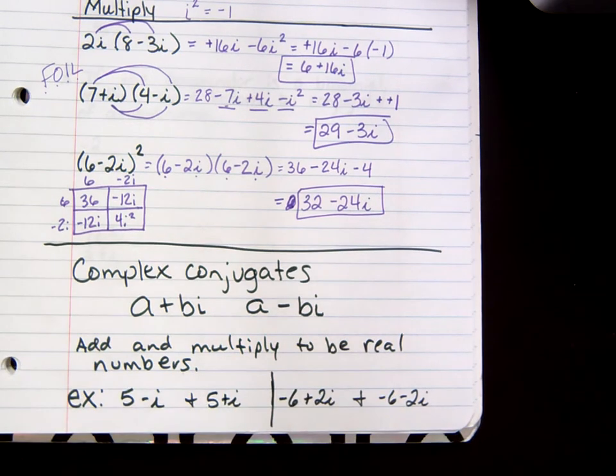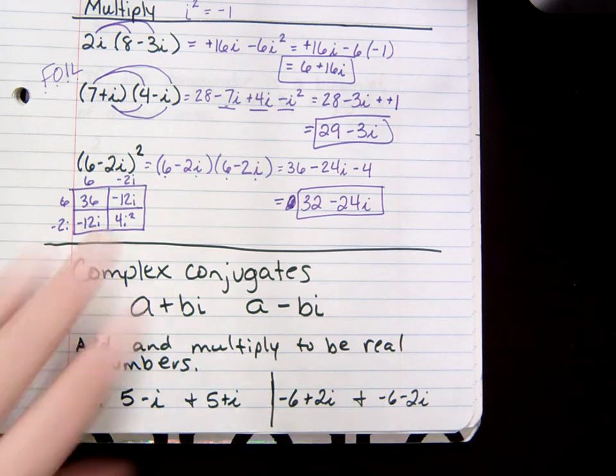There we go, fix that. Or negative 6 plus 2i and negative 6 minus 2i. Those are complex conjugates, and if you were to add them or multiply them, you would get a real number.